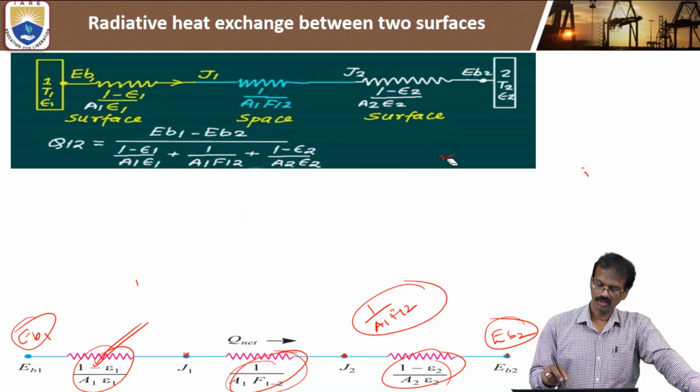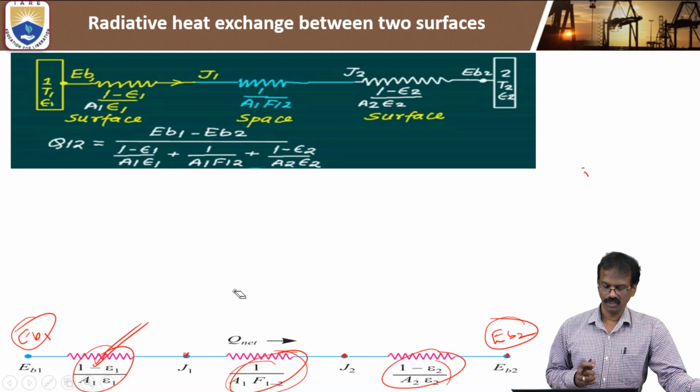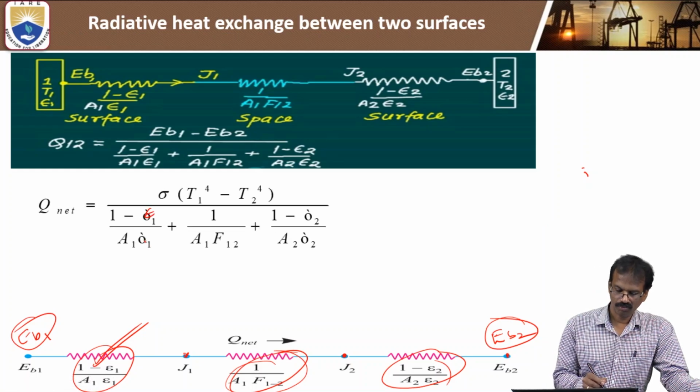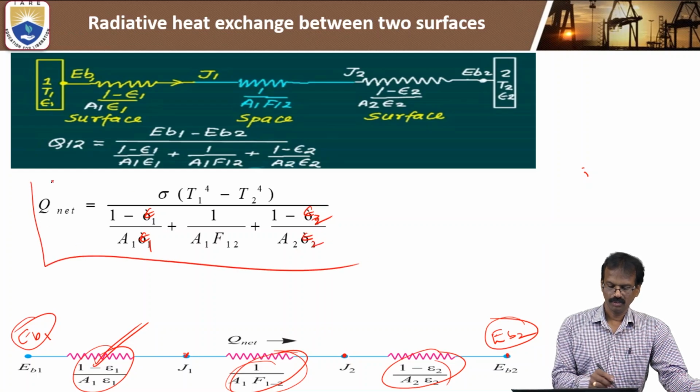Okay, so this is the general derivation for radiation between any two surfaces. This is the formula: (1 minus epsilon 1) by (A1 epsilon 1), 1 by (A1 F12), (1 minus epsilon 2) by (A2 epsilon 2). So this is the formula.